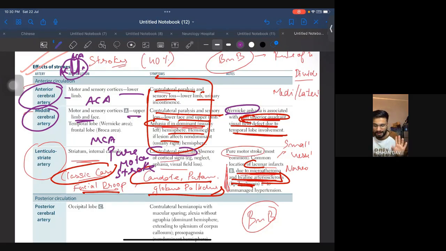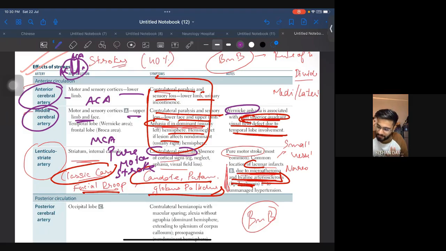Sensory symptoms नहीं आएंगे. कोई numbness, कोई tingling, nothing will be seen. Pure motor stroke. Paralysis है. He's not able to move this. Okay, he can feel it. Pure motor stroke, if you hear, lenticular striate artery stroke.